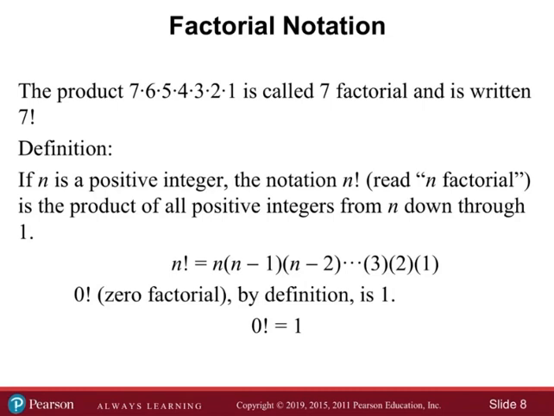So definition: if n is a positive integer, the notation n factorial is the product of all positive integers from n down through 1. So n factorial just means n times the integer before that times the integer before that. You keep going until you get to 1. By definition, 0 factorial is 1. All right, so that's by definition for a lot of this to work. 0 factorial is going to be 1.